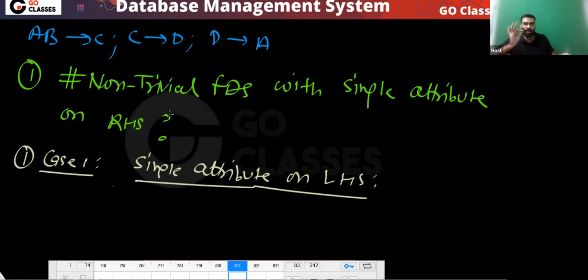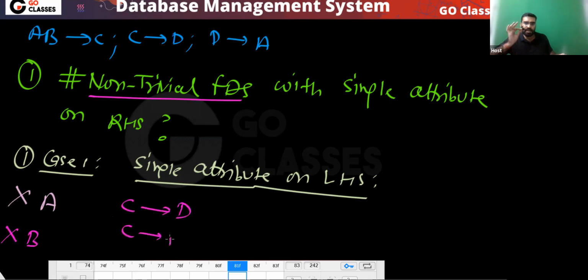This is your case one, that you have a single attribute on LHS. In this situation, A cannot do anything. A is gone because it will not give you a non-trivial FD. You want non-trivial FD, so A cannot give you anything. B cannot give you anything. C can give you D, and C can also give you A.